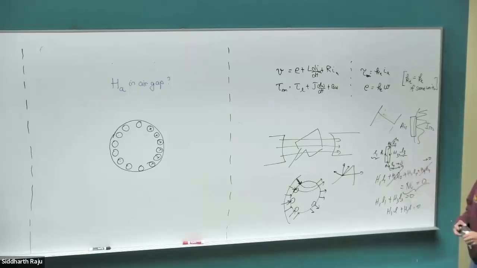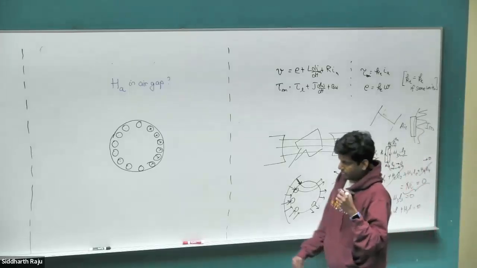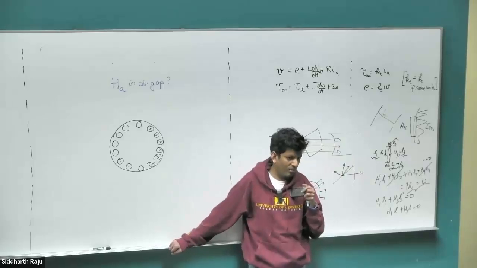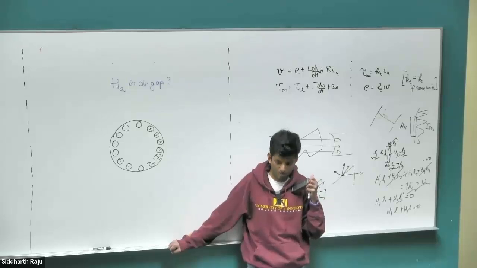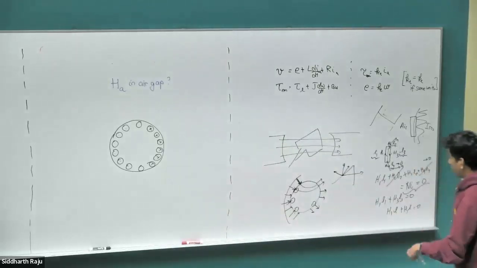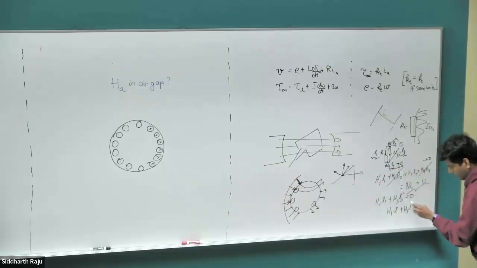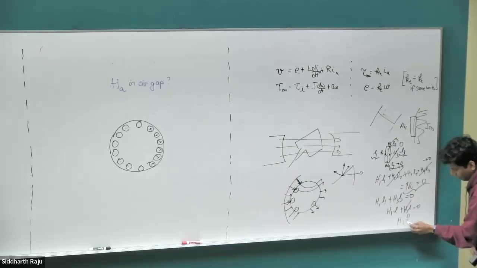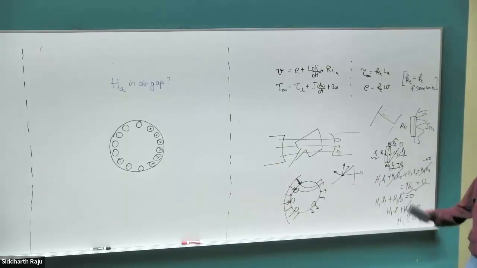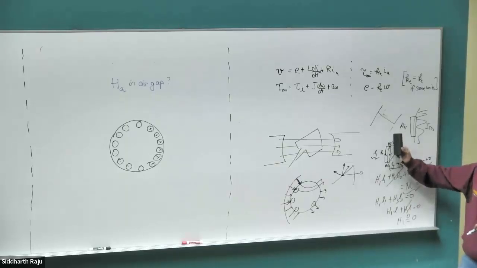What is H in the iron? You all did this in the experiment, homework and everything. Let's say the permeability of iron is infinite. What is H in iron? 0. So the H3 term goes to 0. So what is the only solution? H1 must also be 0. Right? So the tangential component of the H field in the air gap is 0.